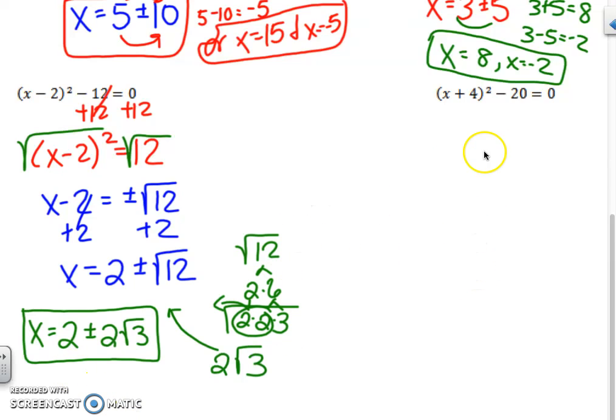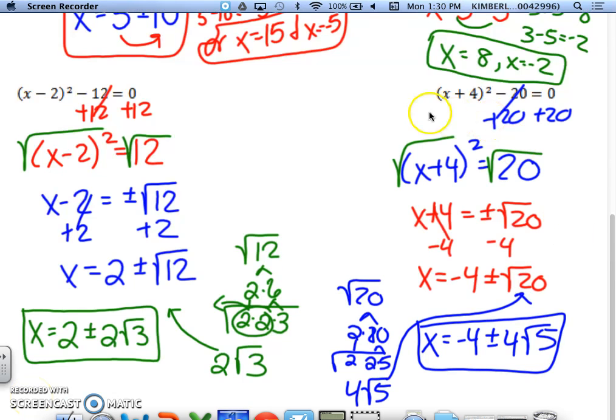Okay? All right, you tried this last one on your own. So on this one, you should have added 20 to both sides and got x plus 4 squared equals 20. You will square root it and get x plus 4. Don't forget plus or minus square root of 20. You will subtract 4. Again, you will write that number first with the plus or minus square root of 20. This is your answer. The only thing is you need to break down square root of 20 to simplify it.